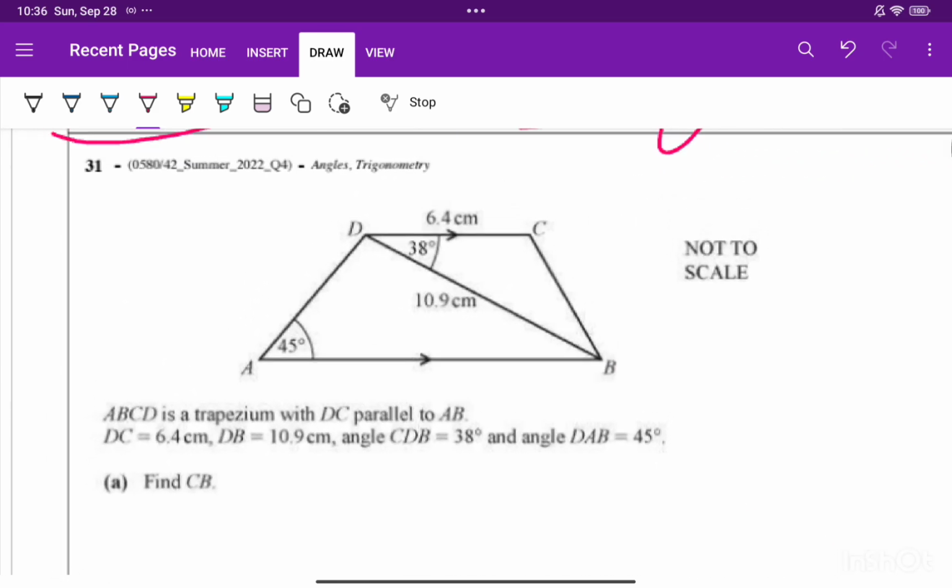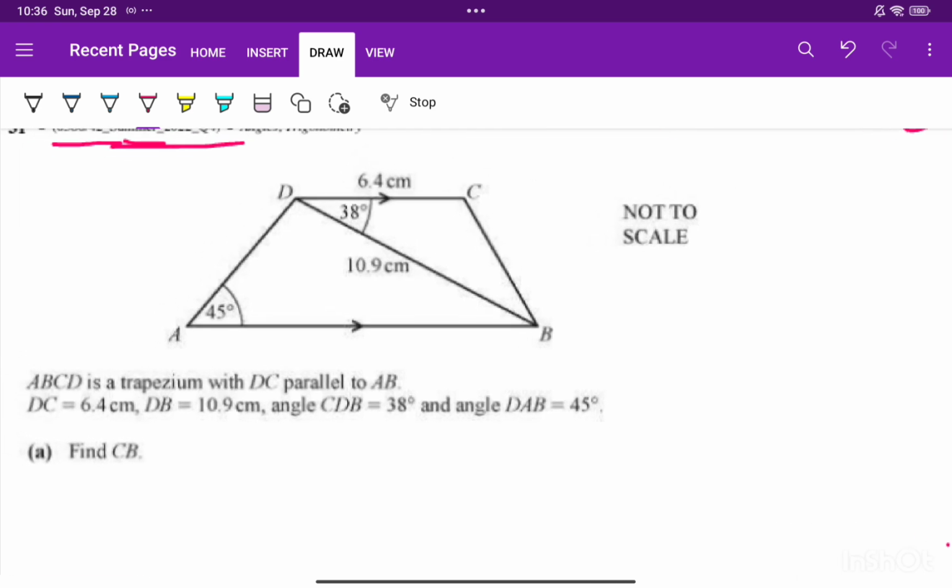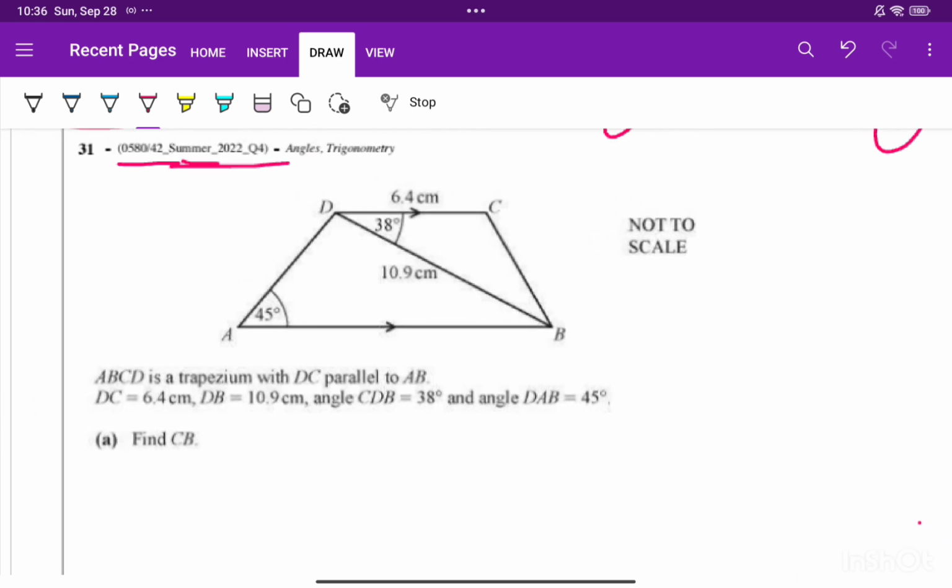This question has been taken from 0580/42 May/June 2022 question 4. ABCD is a trapezium with DC parallel to AB. DC is equal to 6.4, DB is equal to 10.9, angle CDB is equal to 38, and angle DAB is equal to 45. Calculate CB. We need to find this.